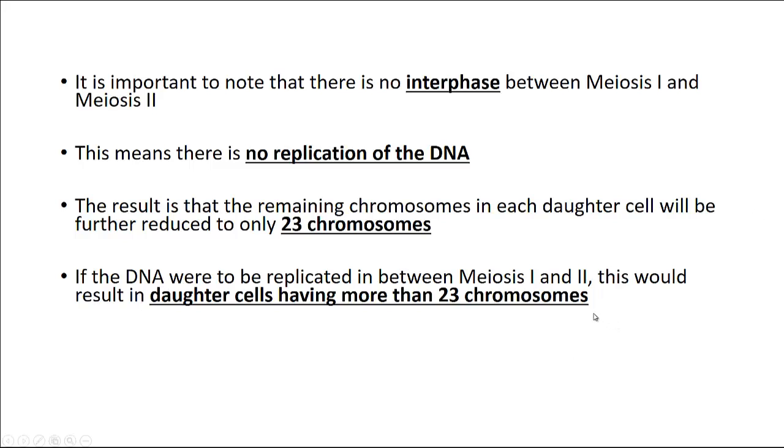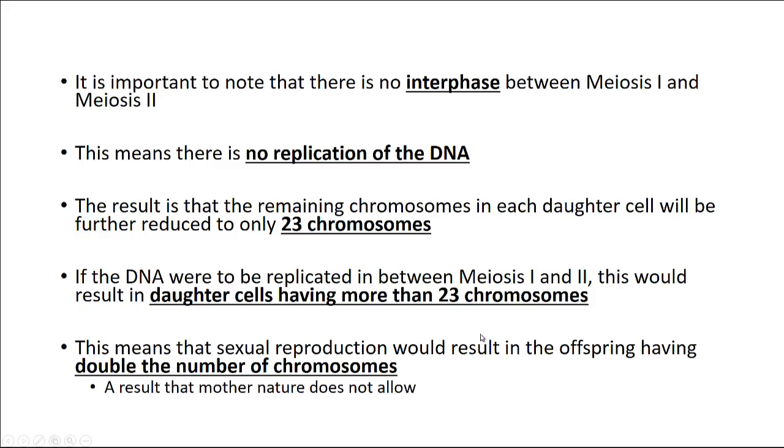So we don't want to duplicate the DNA in between meiosis 1 and meiosis 2. This ensures that the daughter cells at the end will only have 23 chromosomes, which, as we've already discussed, is what we want. Replicating DNA in between those would lead to a doubling in the number of chromosomes, and this is something that Mother Nature just does not allow for. The chromosome number is very specific, and it has to be maintained in order for the zygote, or the sperm and the egg themselves, to be viable.